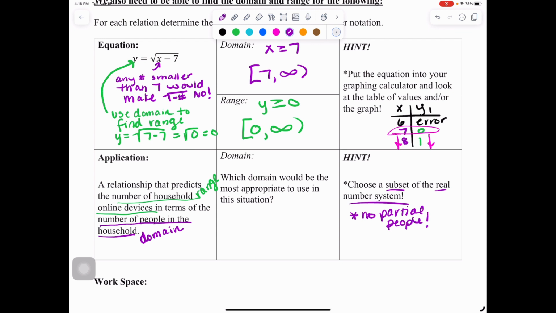So what that means for us is we want no decimals or fractions. And obviously no negatives. So thinking in terms of real life, what kind of numbers are from 0 and up, right? No negatives, and no decimals or no fractions. That would be whole numbers.